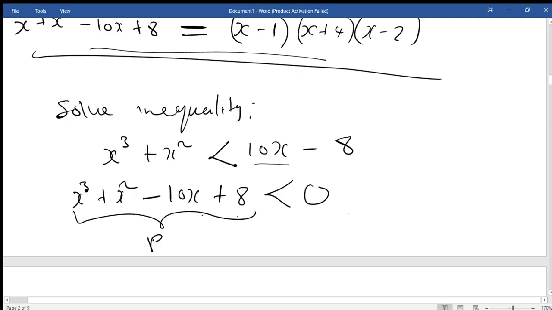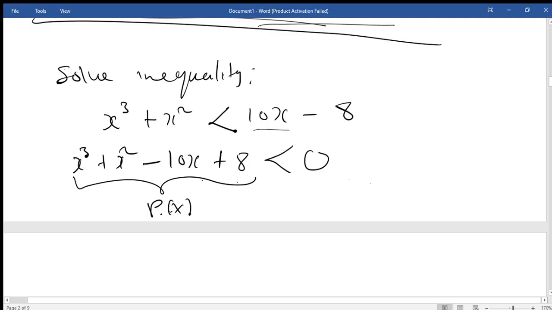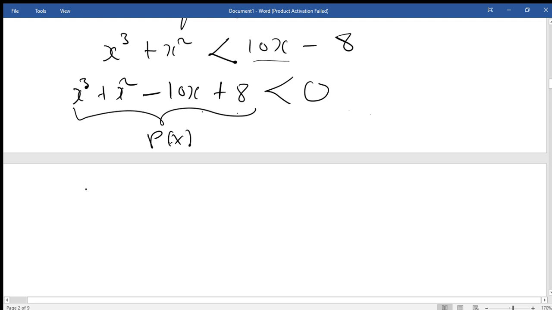This is the same polynomial which was given in the question. This is the same p of x. And p of x, we've already factorized it. This is the factorized version. It means your inequality will be solved without difficulties. So for p of x we will not use this one, but we will use the factorized expression. That's what we're going to use. And the factorized expression is x minus 1, x plus 4, x minus 2, and this should be less than what? 0.